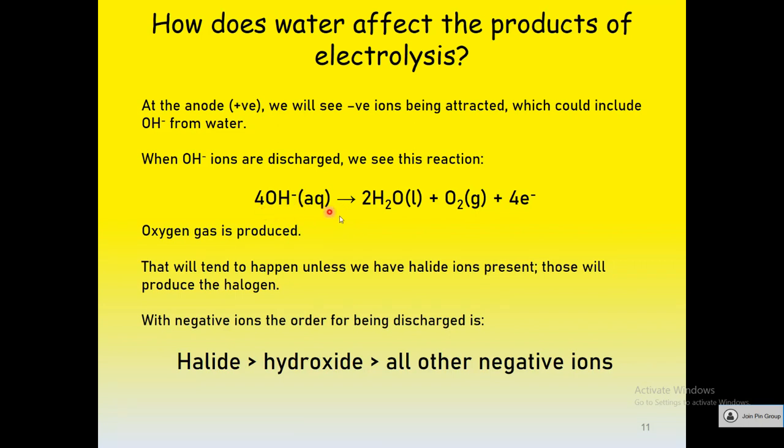So this is quite a common reaction to see in electrolysis of aqueous solutions. Oxygen gas is produced. So that will tend to happen unless we have some halide ions present, something like chloride or bromide, because those will tend to produce the halogen instead of oxygen. So when we're looking at negative ions, if we have some halide, that will be most likely to produce a halogen. Next comes hydroxide, and after that all the other negative ions. And typically in GCSE we'll be looking at halides and hydroxides being discharged.